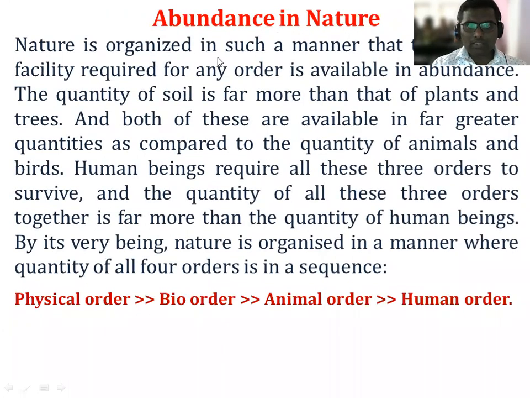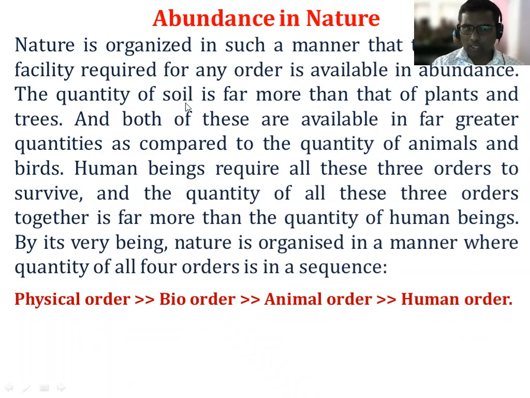Nature is organized in such a manner that the physical facility required for any order is available in abundance. Meaning, for the bio order, whatever physical entity is required, it is available in abundance. The quantity of soil is far more than that of a plant. Do you agree with that?